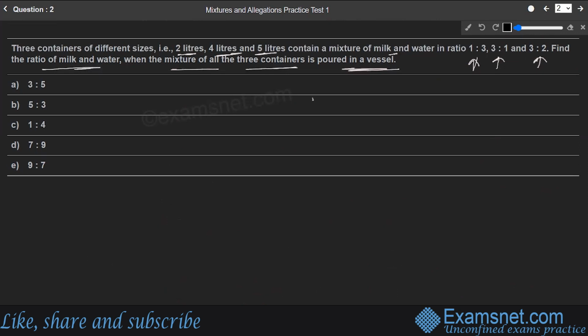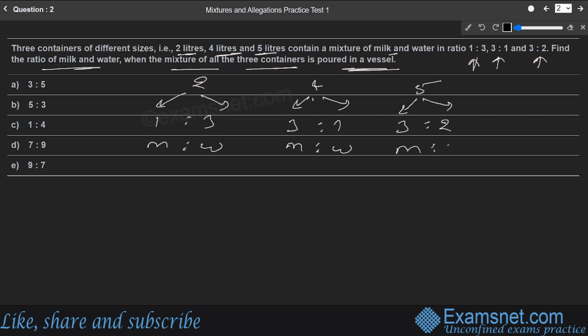So there are no different compositions poured from different mixtures. Rather, all of the mixture of all three quantities has been mingled together, and then we want to know the milk and water ratio in the mixture. Okay, so the composition is already given. The 2 liter mixture has 1 is to 3 of milk and water. The 4 liter has the composition 3 is to 1 of milk and water, and the 5 liter one has the composition 3 is to 2 of milk and water, and all these three types of mixture have been poured.